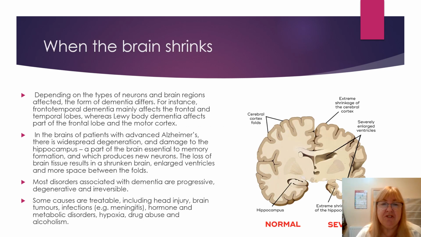Okay, so when the brain shrinks, you can see there's a picture here of the brain. On the left side, we've got a normal brain, sort of quite puffed up. You can see the folds. On the right side, you can see that the brain has shrunk. You can see it's at least an inch or so smaller. And as the brain shrinks, the ventricles get larger and wider, and the hippocampus can shrink as well.